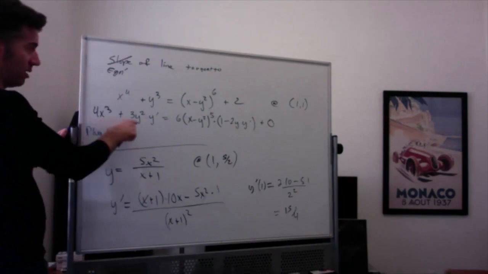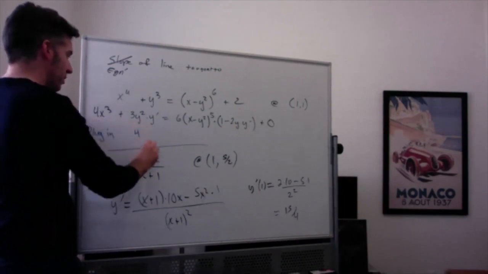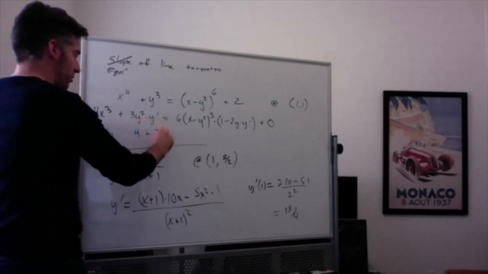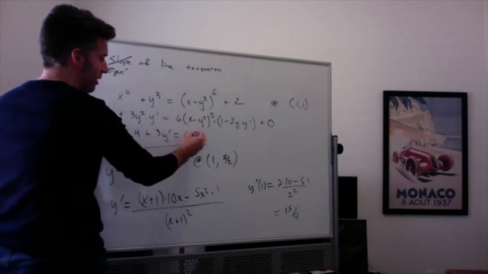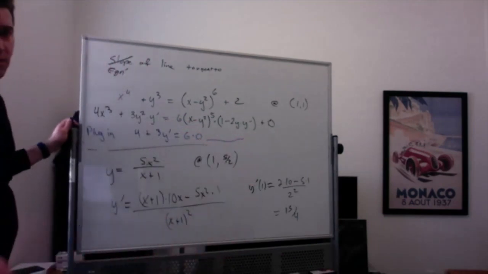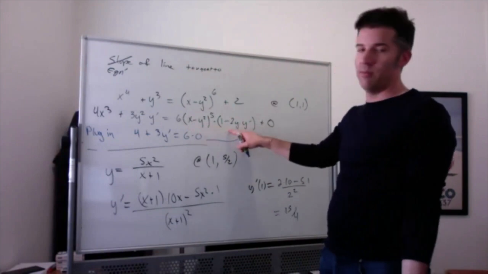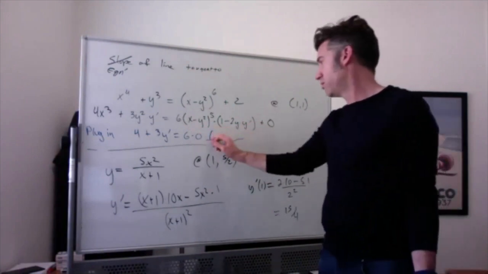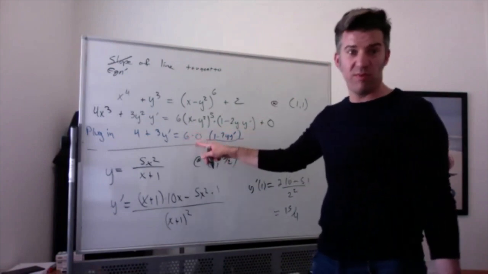I get x is 1 and y is 1, and y prime is what we're solving for. So I get 4 times 1 plus 3 times 1 times y prime equals 6 times 1 minus 1. Oh, that's 0 times, I don't care. 0 times anything is 0, right? So this is all 0 over here. It doesn't matter what, 6 times 0 times 1 minus 2y prime. Still all 0 because we multiply by 0.